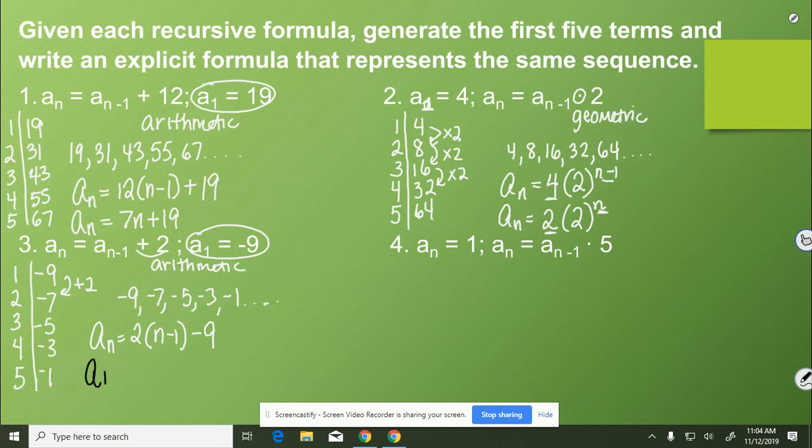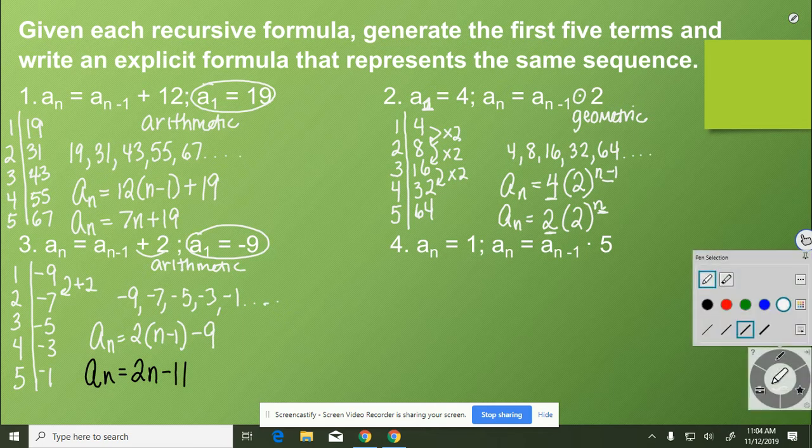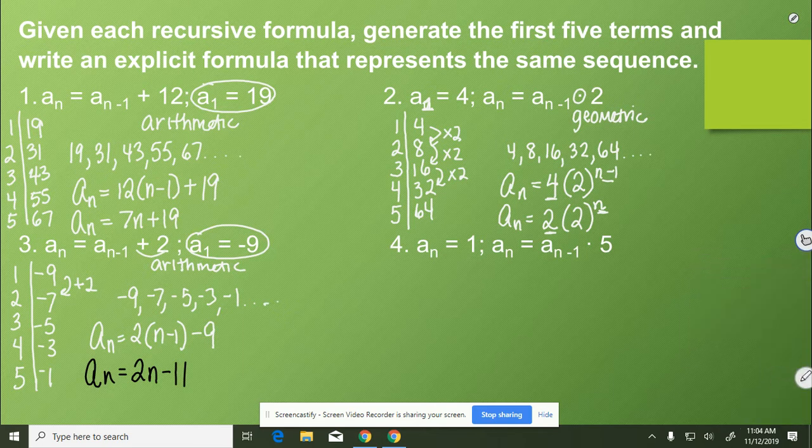So an equivalent equation would be a of n equals 2n minus 11. And again, if you pulled up those tables, you would have exactly the same set of values. You have the same sequence no matter which of those you use. Again, it's just important to know that if you use the first term, we put an n minus 1, and for the zero term, it's just n.